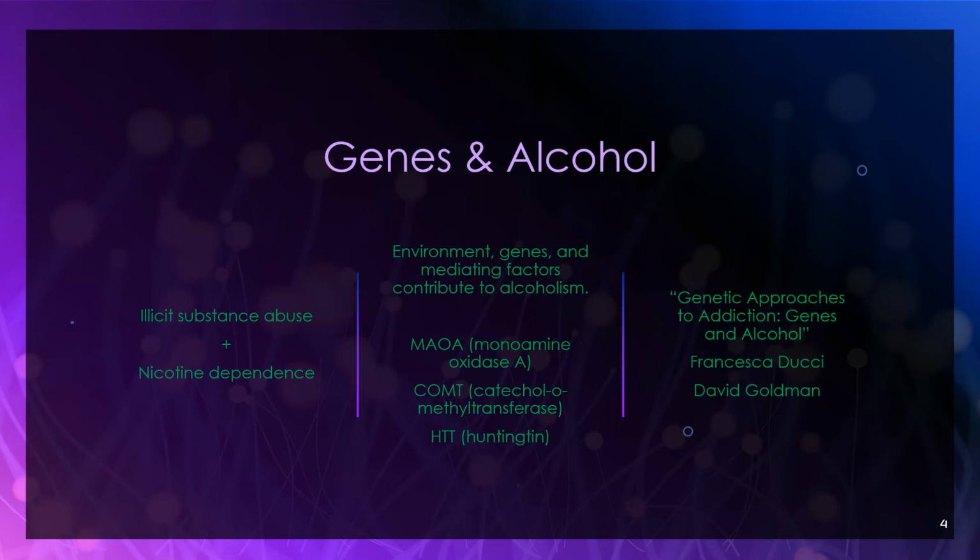Ducci and Goldman suggest that an individual's environment, their genes, and mediating factors might all contribute to alcoholism. Examples of a person's environment in this study would be parental alcoholism, parental rejection, physical and sexual abuse, harsh, inconsistent discipline, and later life events. Examples of genes include MAOA, COMT, and HTT, among many others. Examples of mediating factors include alcohol availability, emotional and social support, peer influences, and socioeconomic status.